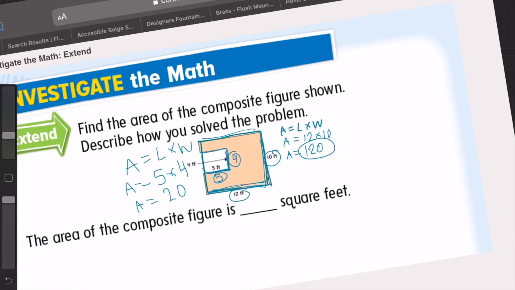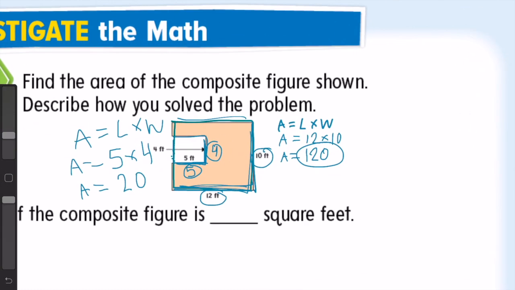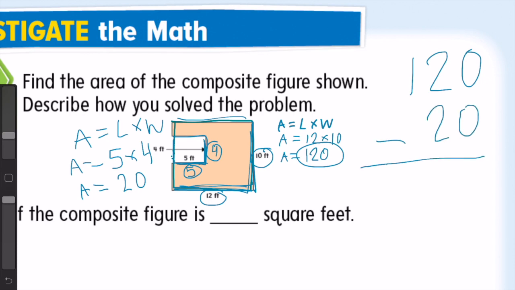So now I know my total of the whole thing, if everything was filled in, would be 120. But everything is not filled in. There's 20 square feet that is not there. So since there's not 20 square feet, we have to take that away from what we found the total to be. So 120 minus 20. 0 minus 0 is 0. 2 minus 2 is 0. 1 minus 0, nothing, is 1. So my total answer would be 100 square feet. That is the part that is shaded in.